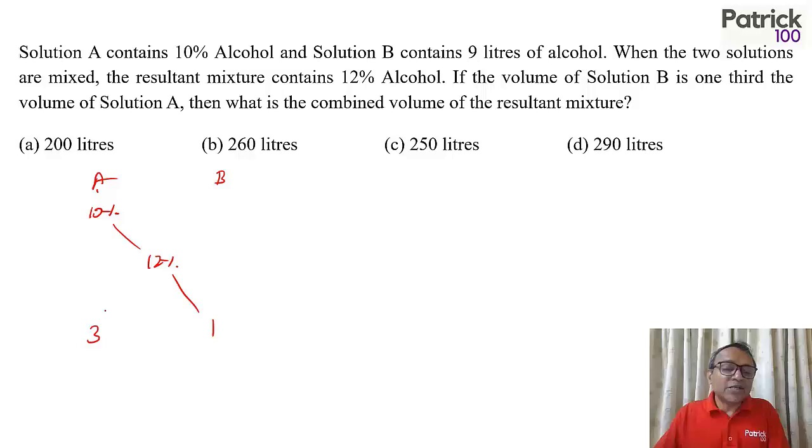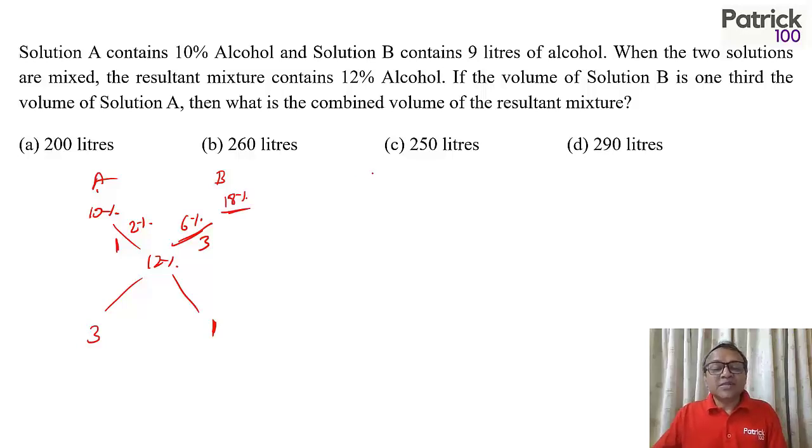When you do reverse alligation, this one comes from the difference of 10 and 12, we write it here. So 3 is the difference of whatever B's concentration and 12, we write it here. So this 1 stands for 2%, the difference of 12 and 10. So 3 will stand for 6%. Double. So 1 is 2%, that means 3 is 6%. So 12 plus 6, 18%.